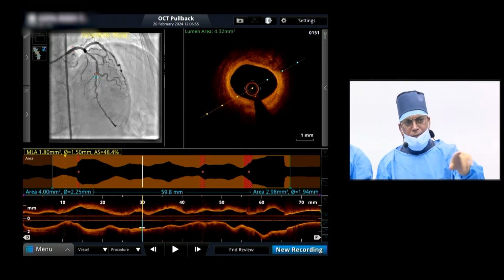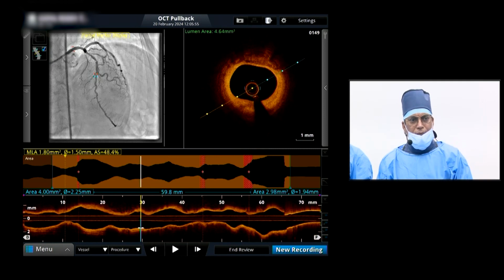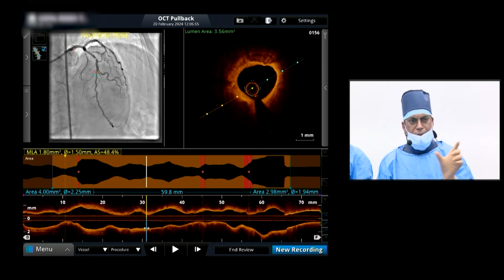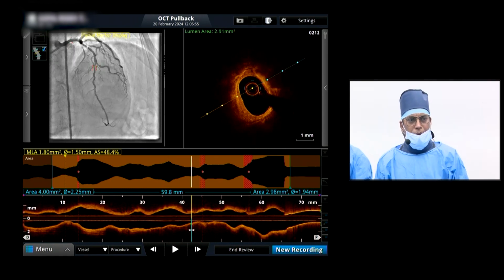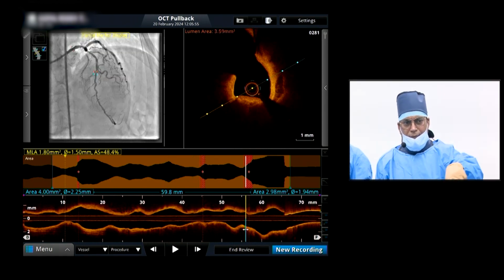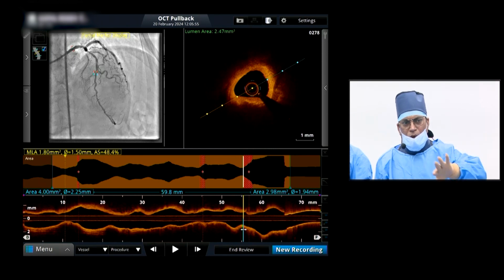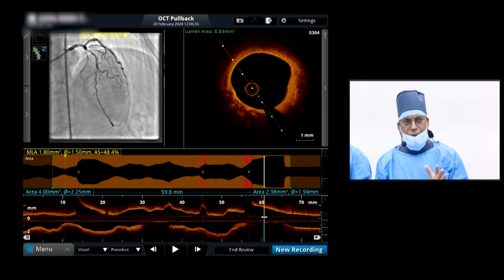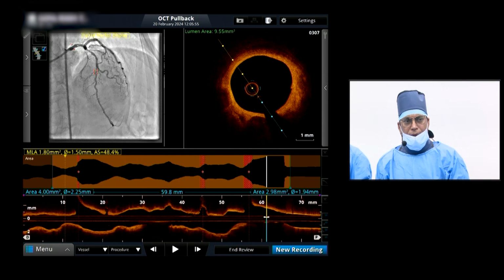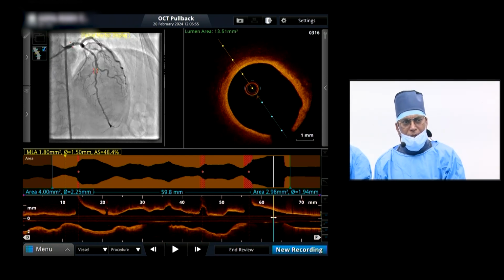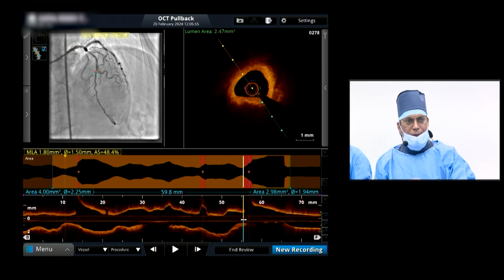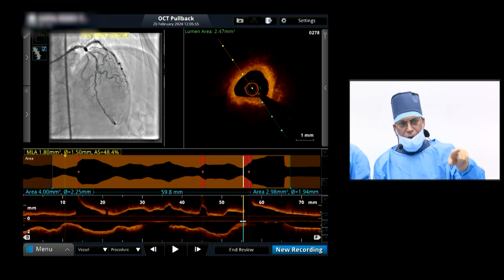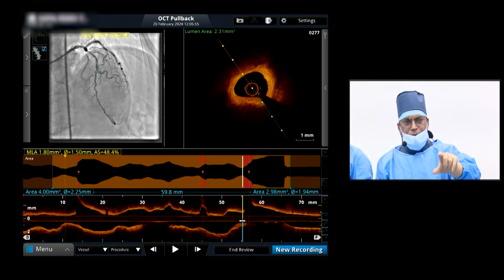Now you can see the calcium, but it is less than 180 degrees. Only 90 degrees of calcium I could see, and the area is only 5 square mm. Now from here onwards, you see there is calcium of almost 180 degrees, but more deep. See, left main area 8.46 distally, 9.3. Proximally the left main is almost 13.5 square mm. Now the LAD ostium is 2.47. That is a significantly stenosed disease, with almost nearly 180 degrees of calcium.